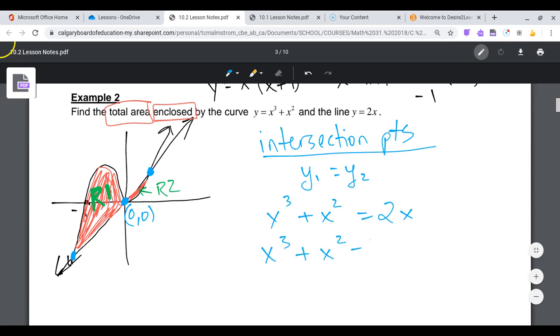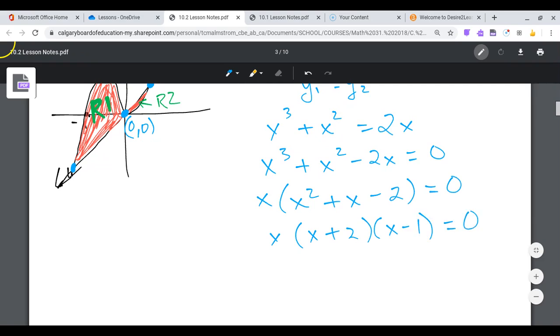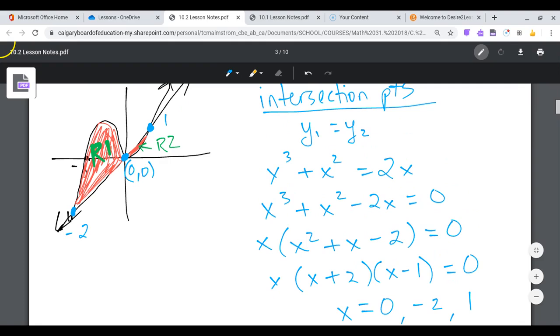So we'll move the 2x to the left, make it equal to 0. And then we would factor out an x, and that would leave me with x squared plus x minus 2. And then that would factor to x plus 2, x minus 1. And then we see that our x-intercepts are happening at x equals 0, -2, and +1. So I now know this lower boundary on the left is at -2, and the upper one is at 1. And I only need to know the x values. I don't actually need to know what the y values are. So that's great. Now I know my boundaries.